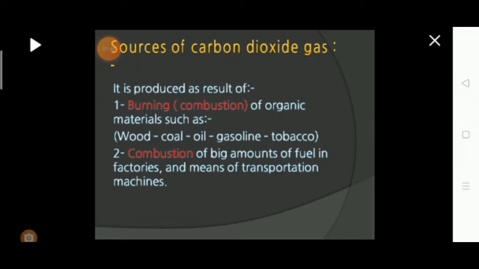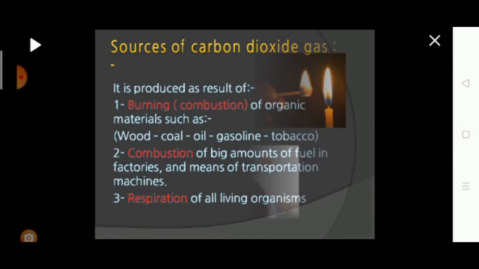The second source is combustion of big amounts of fuel in factories and means of transportation machines. Burning of fuel in these items produces carbon dioxide gas and is considered a source of carbon dioxide gas. The third one, respiration of all living organisms. The respiration process in humans is considered a source of carbon dioxide gas.